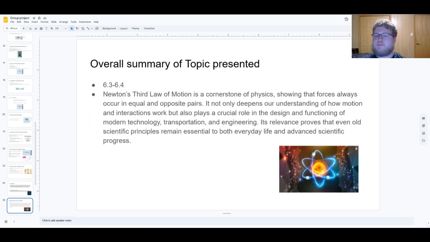Section 6.3. Overall summary of the topic presented. Newton's third law of motion is a cornerstone of physics, showing that forces always occur in equal and opposite pairs. It not only deepens our understanding of how motion and interactions work, but also plays a crucial role in the design and functioning of modern technology, transportation, and engineering. Its relevance proves that even old scientific principles remain essential to both everyday life and advanced scientific progress.